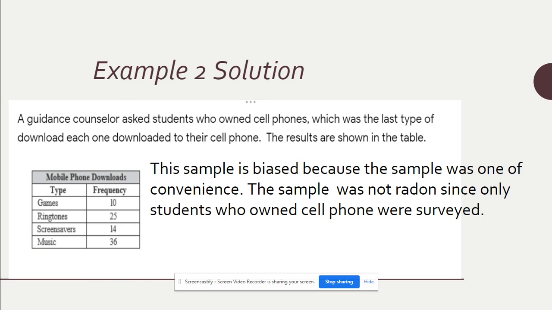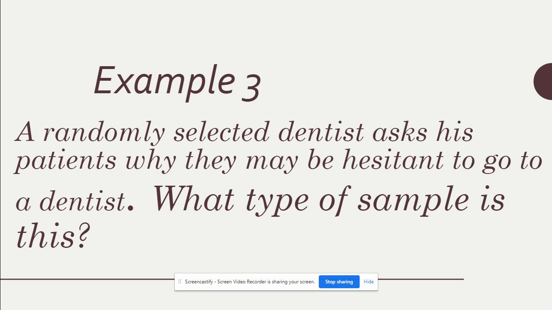This sample is biased because it's out of convenience. The guidance counselor only sent out the survey to students who own cell phones. They didn't survey every student that would be downloading, because maybe they're downloading on somebody else's phone. So this sample is biased because of convenience.